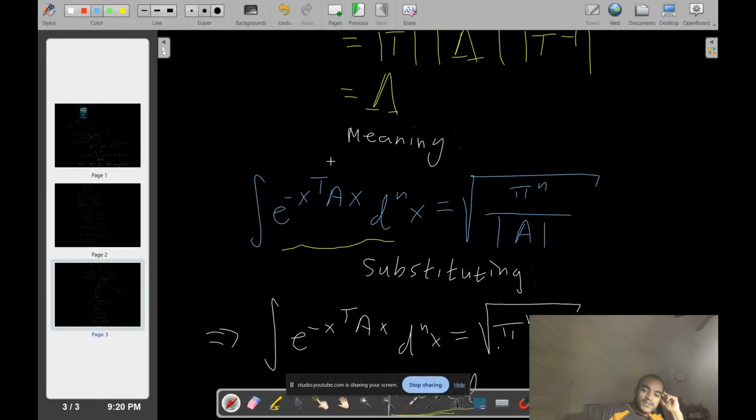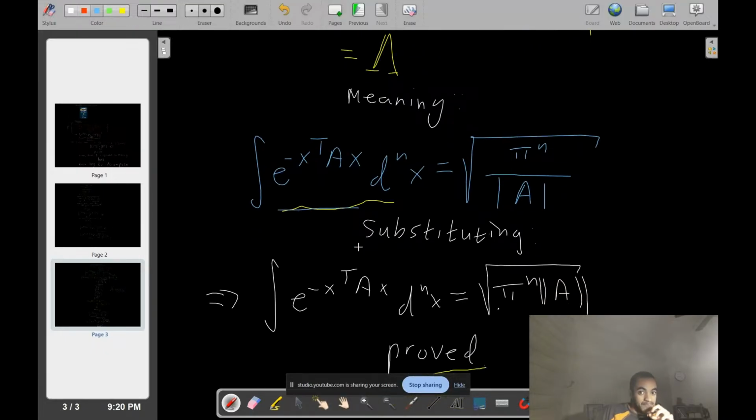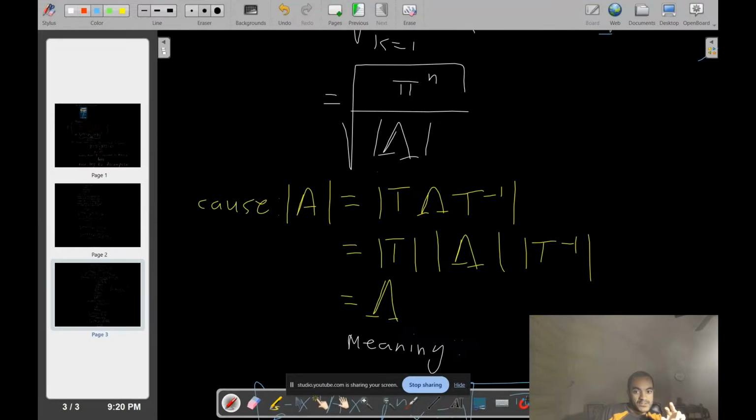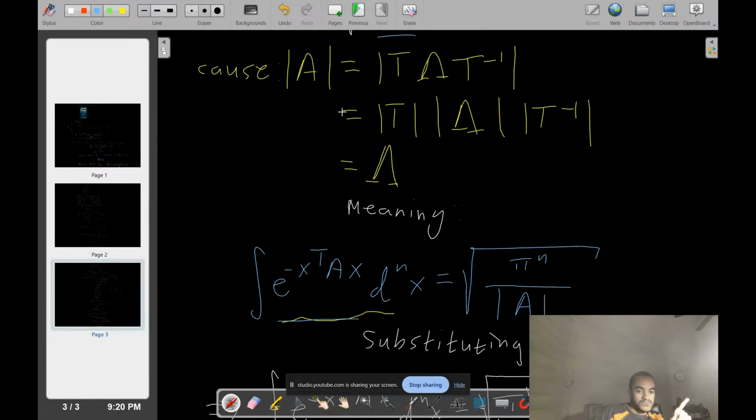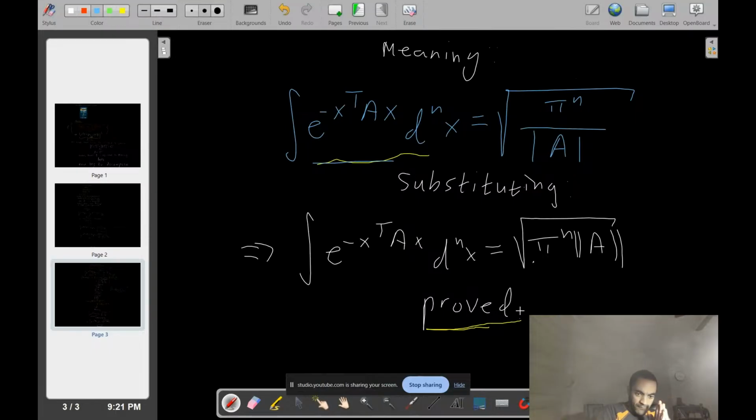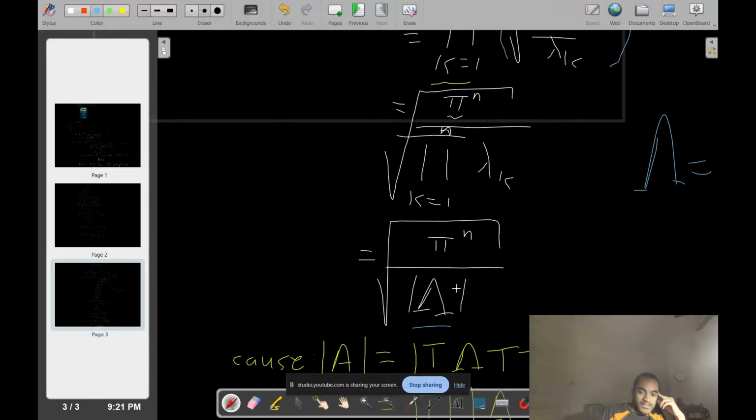So now that we know that, we can substitute back into our original integral, the integral of e to the negative x transpose Ax dnx, and this is equal to root pi to the n all over the determinant of A, because initially it was lambda, but we've shown that the determinant of lambda is equal to the determinant of A, so I can just put A there. Finally, the integral of e to the negative x transpose Ax dnx is equal to root pi to the n over the determinant of A. And that is it. We've proven what we needed to prove on page 1.